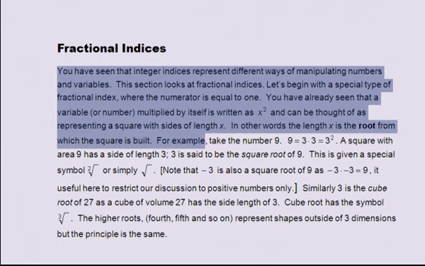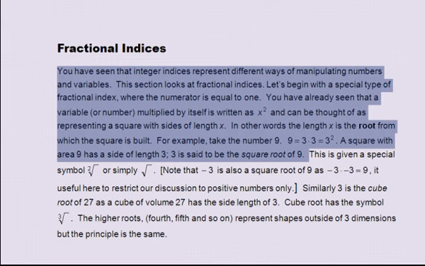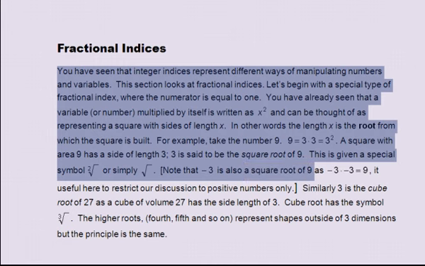For example, take the number 9. 9 equals 3 times 3, which equals 3 squared. A square with area 9 has a side of length 3. 3 is said to be the square root of 9. This is given a special symbol, this, or simply this. Note that minus 3 is also a square root of 9, as minus 3 times minus 3 is also 9.